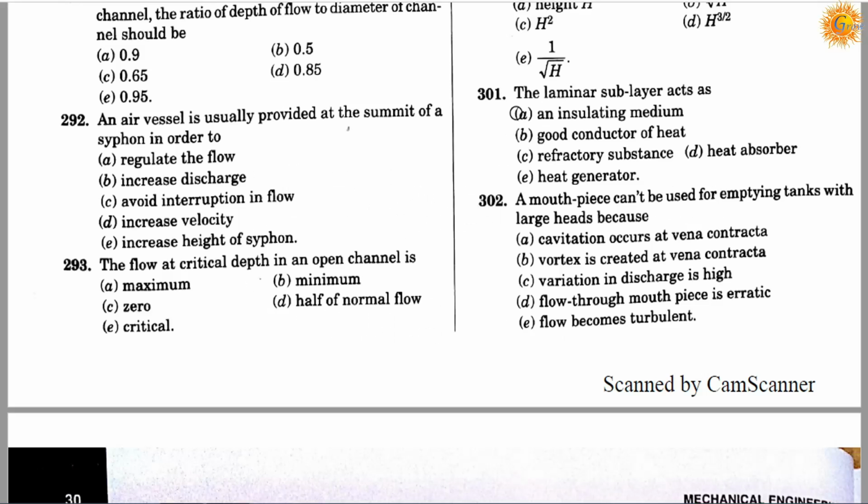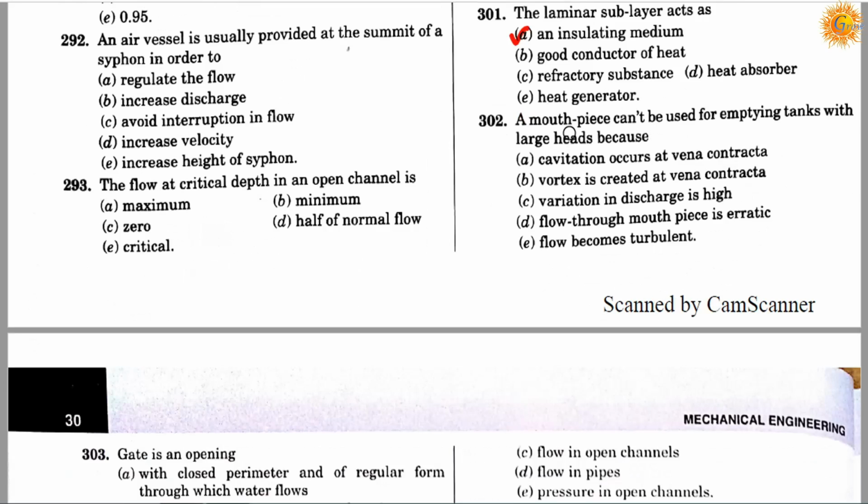Question number 301. The laminar sublayer acts as: option A, an insulating medium; option B, good conductor of heat; option C, refractory substance; option D, heat absorber; and option E, heat generator. So the correct answer is A. The laminar sublayer acts as an insulating medium.